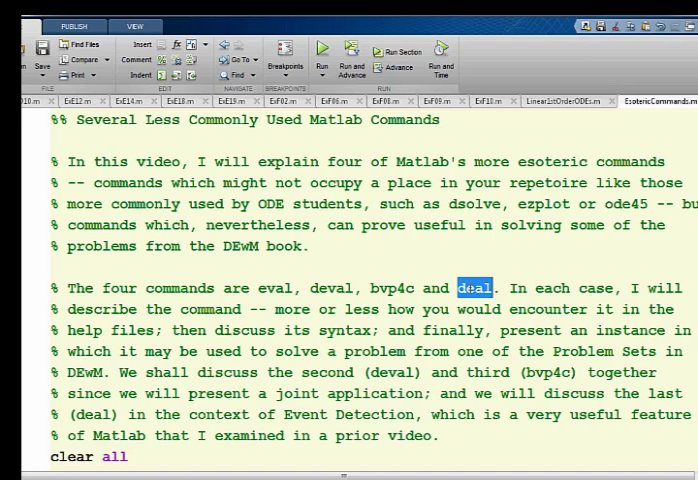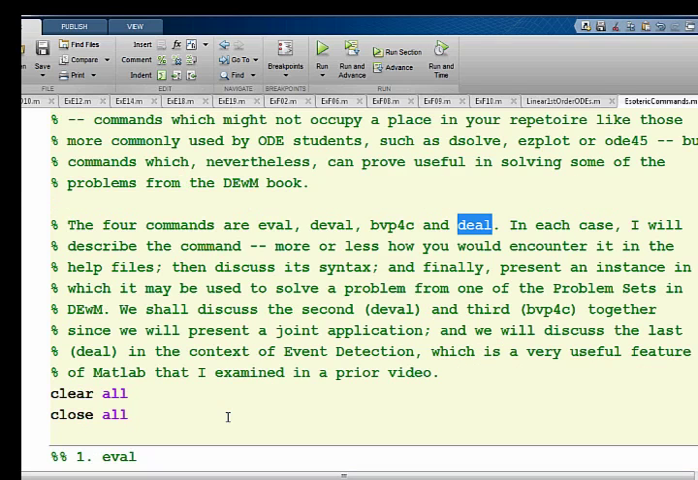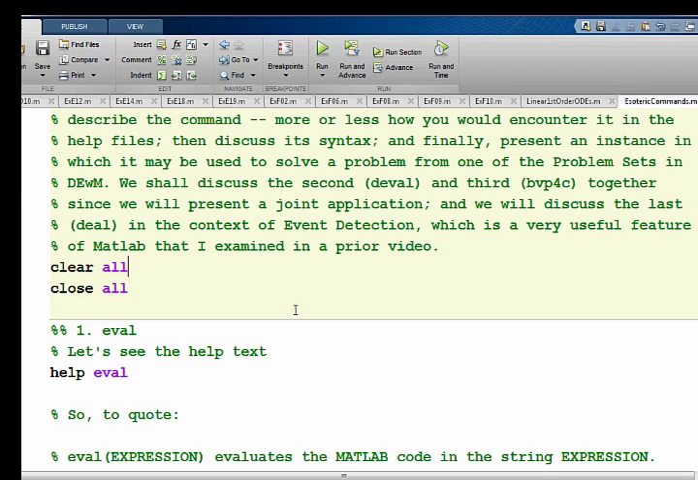We'll discuss the second, that is deval, and the third, BVP4C, together, since I'll present a joint application, and I'll discuss the last, that is deal, in the context of event detection, which is a very useful feature of MATLAB that I examined in a prior video. So, as usual, we clear everything before we start, and let's consider first the command eval.